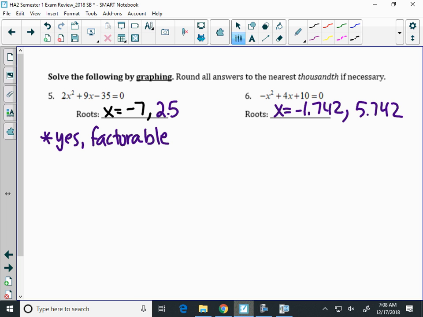Again, it doesn't ask you this question, but those are two irrational numbers, so this is not a factorable quadratic. So just make sure you still know the difference between when something is able to be factored and not able to be factored.